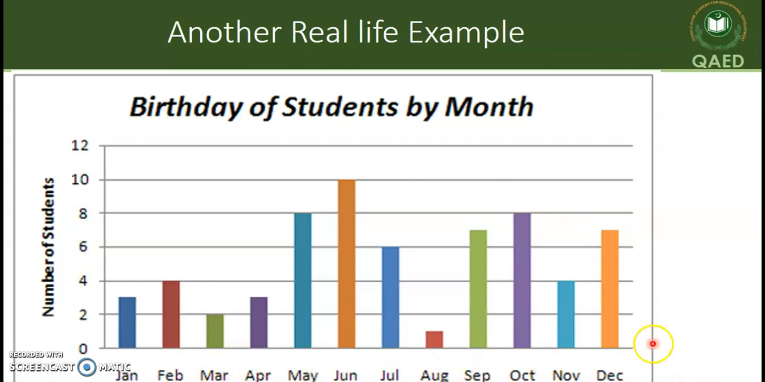After looking at the bar graph, can you tell in which month the highest number of students have a birthday? Yes, it is June, and we can see it right in the middle. And in which month do the least number of students have a birthday? Yes, it is August, because it is the smallest tiny bar.